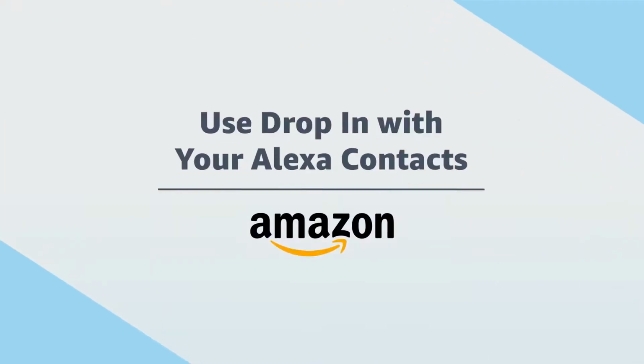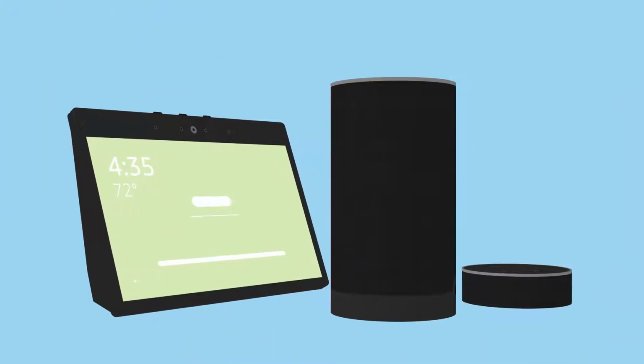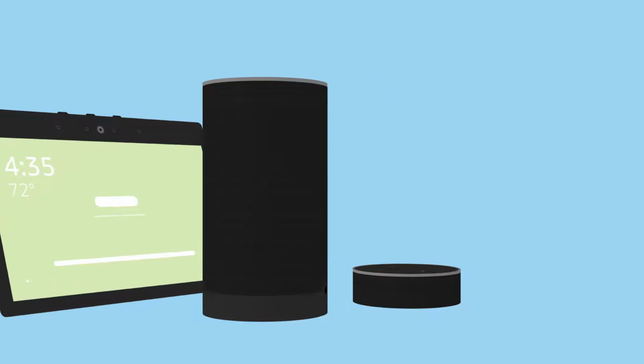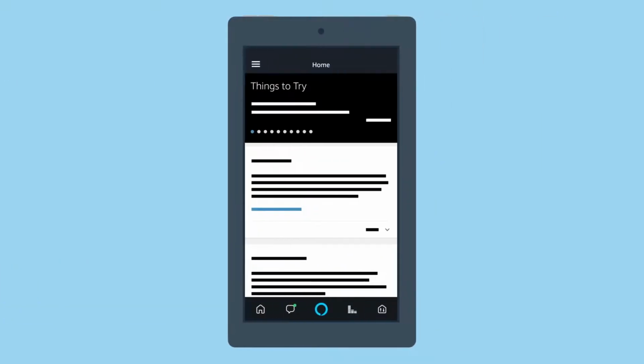Use drop-in with your Alexa contacts. Drop-in is an optional feature that helps you to instantly connect hands-free with Echo devices in your home and your closest friends and family. You can drop in on your own devices anytime, but before you can use drop-in from your app and outside of your household, you need to sign up for Alexa Communication.